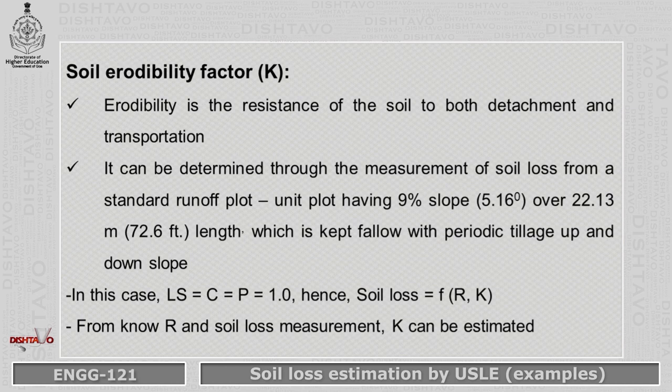The next factor is the soil erodibility factor, given by the capital K. Erodibility is the resistance of the soil to both detachment and transportation. It can be determined through the measurement of soil loss from a standard runoff plot, having the size we already studied. Length is 22.13 meter and slope is 9%, which is kept fallow with periodic tillage up and down the slope. In this case, LS = C = P = 1. Hence, the soil loss is a function of two factors only, that is R and K. From a known value of R, the soil loss measurement can be done.